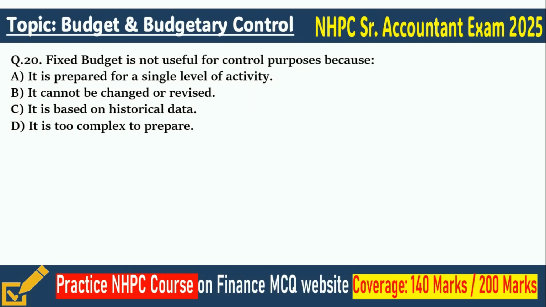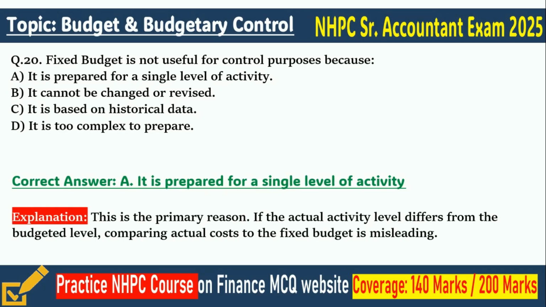Please pause the video and let me know the correct answer in the comment box. The correct answer is option A. It is prepared for a single level of activity. So, this is the primary reason. If the actual activity level differs from the budgeted level, comparing actual cost to the fixed budget is misleading.